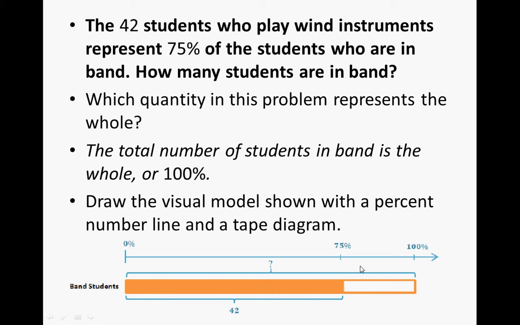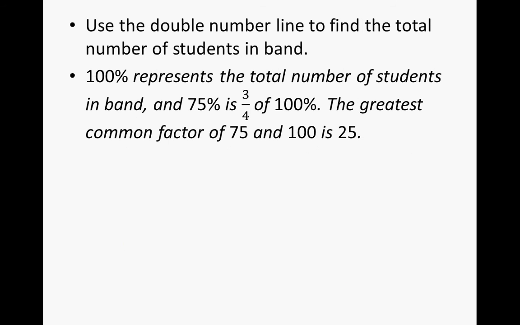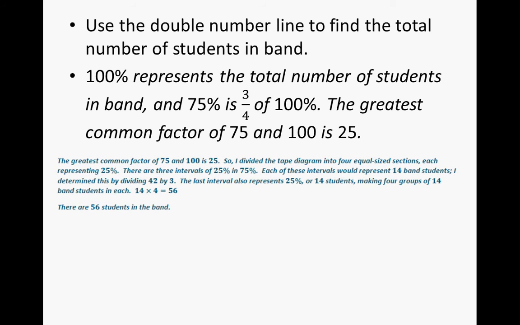So how do we find out the whole of this tape diagram? We're going to use a double number line to find the total number of students in the band. So 100% represents the total number of students in the band, and 75% is 3/4 of 100. The greatest common factor of 75 and 100 is 25. So basically you would divide the tape diagram into 4 equal-sized sections, each representing 25%. There are 3 intervals of 25% in 75%.